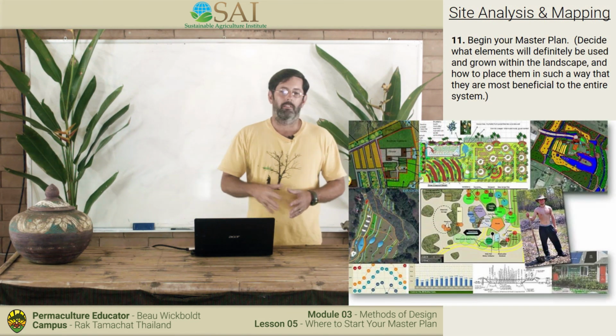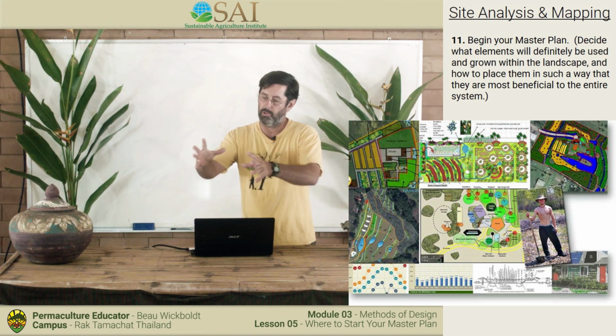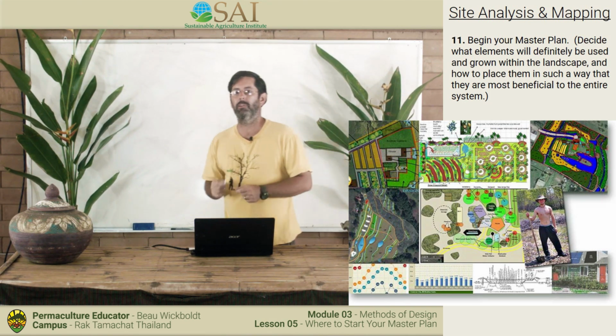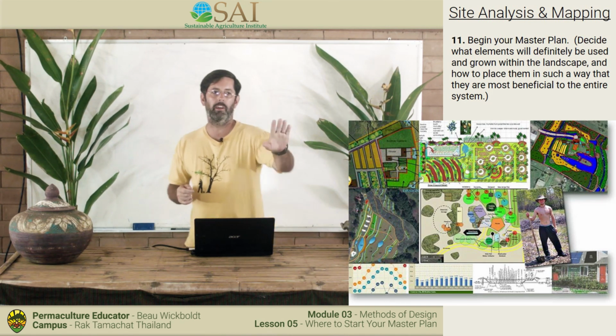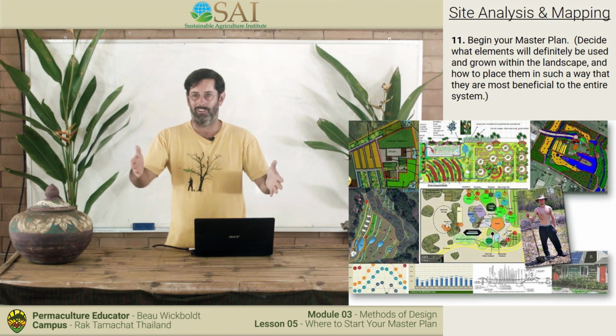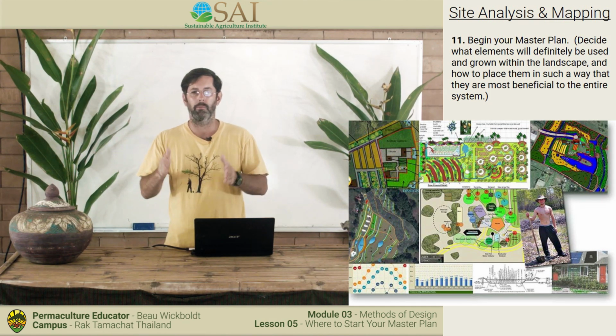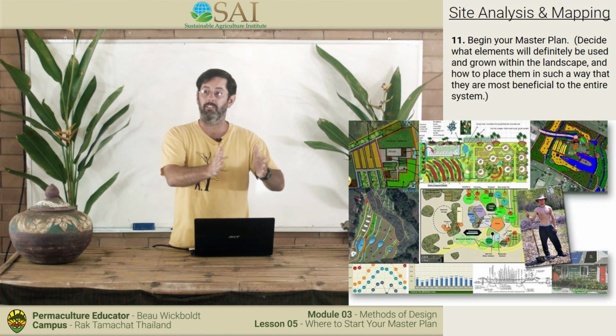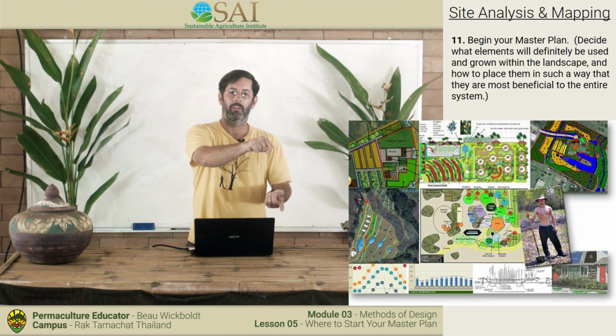Begin your master plan. So after I have that, I can start to put together the master plan. Decide what elements will definitely be used. Because at this point, you may have a list of elements longer than you actually have free time. So what am I definitely going to do? Remember, we have phases. So really try to whittle it down to a realistic, what am I going to do in phase 1?